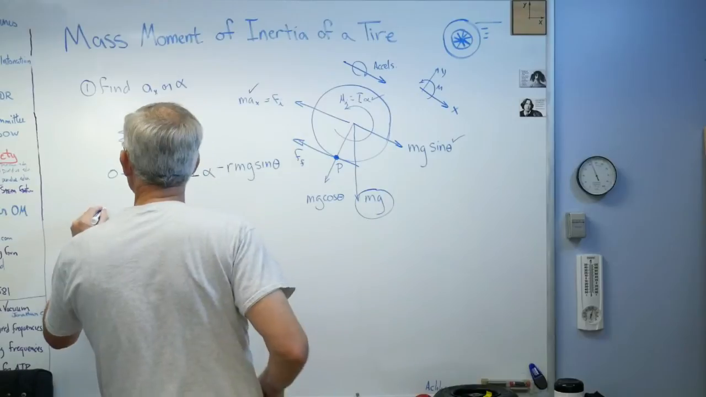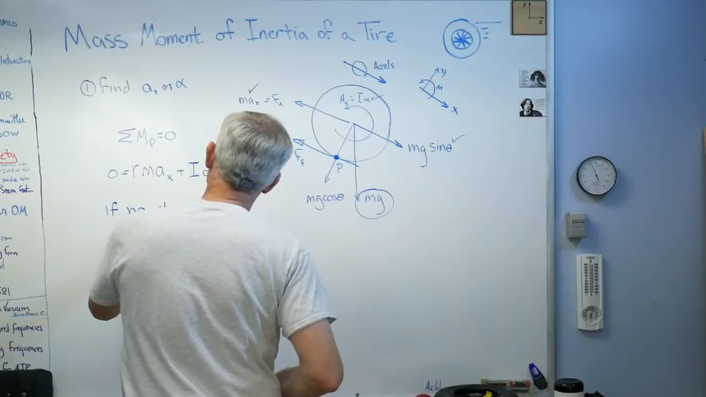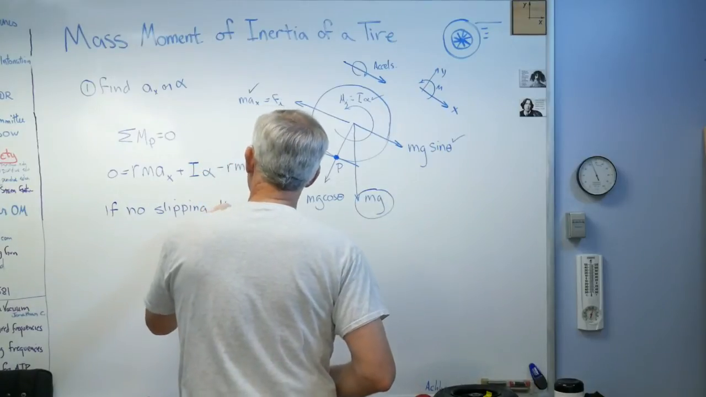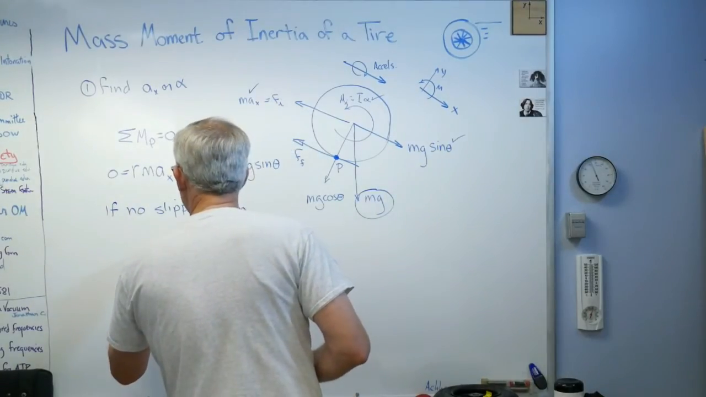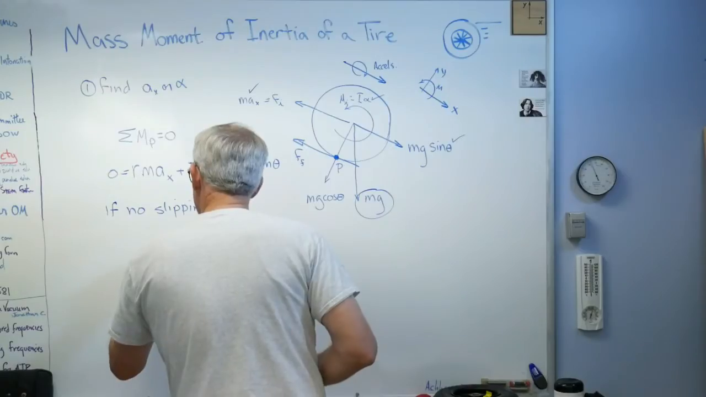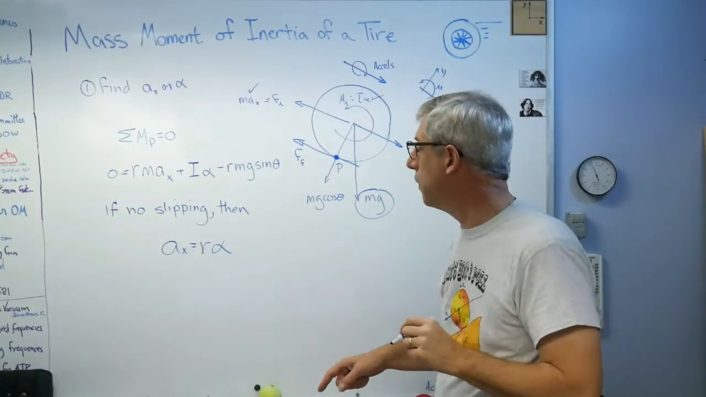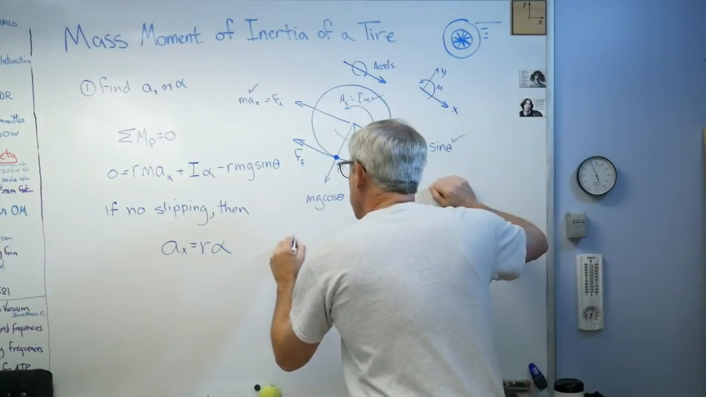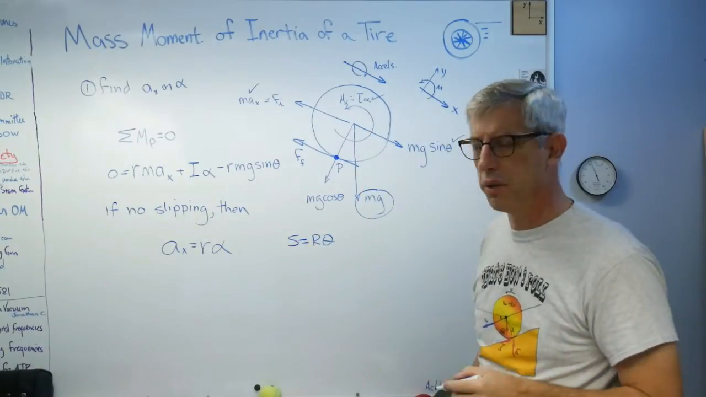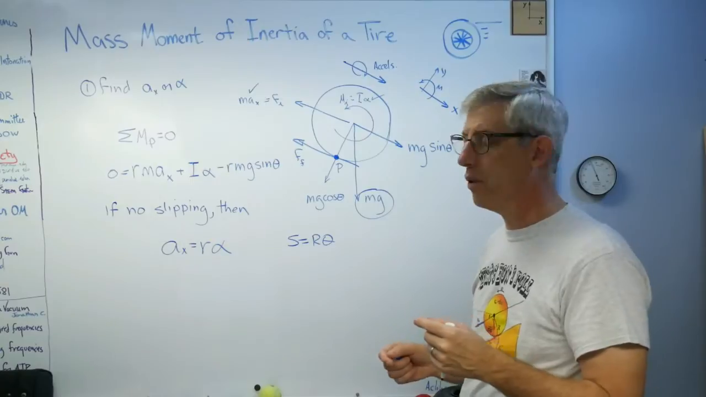Well, if there's no slipping, then, and I'll get my head out of your way so don't freak out here, alpha, I'm sorry, A sub x equals R alpha, if you're not slipping. And the reason I know that is, let's see, S equals R theta. And you might have learned that in junior high school or something. That's the arc length traveled as a circle rotates.